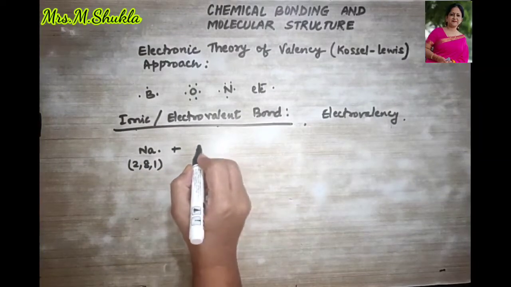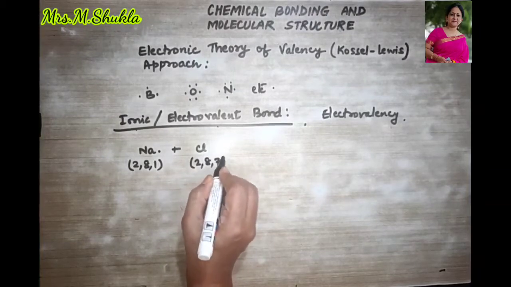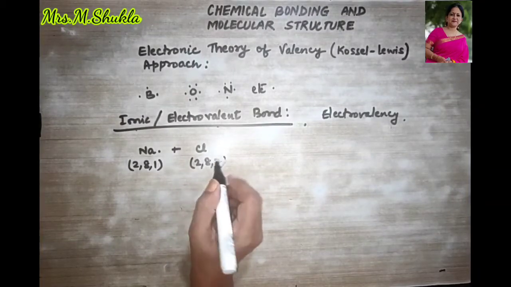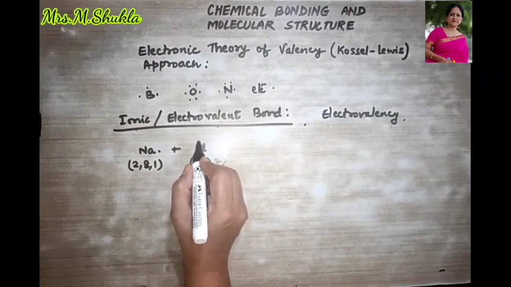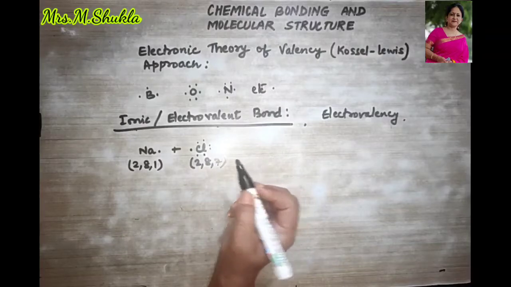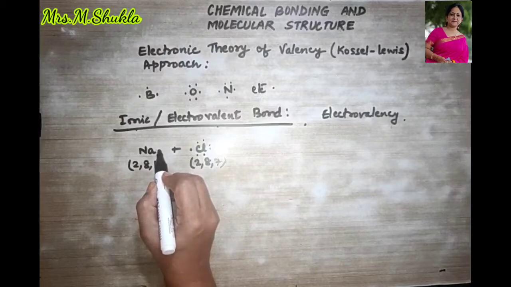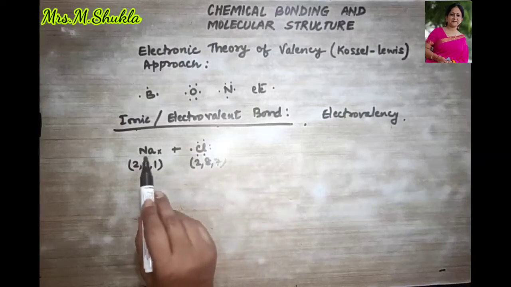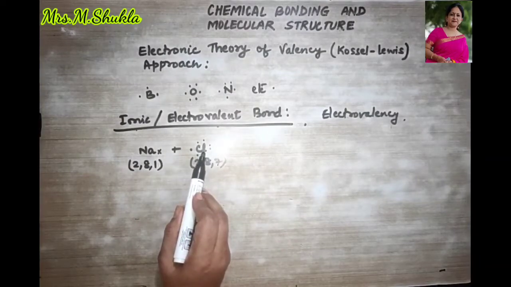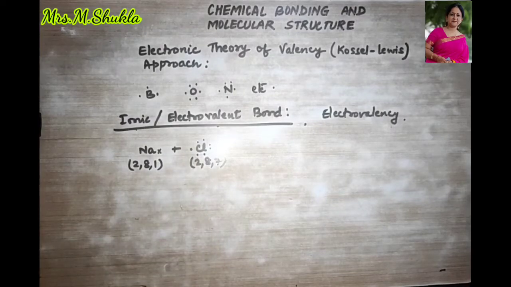It combines with chlorine. Chlorine is 2, 8, 7, right? So 7 is the valence electron. So we are going to write here 1, 2, 3, 4, 5, 6 and 7. Clear? Now what happens? This, let me show it with a cross. Now when there are two different elements, then we have two different signs, right? Do not put the same sign.